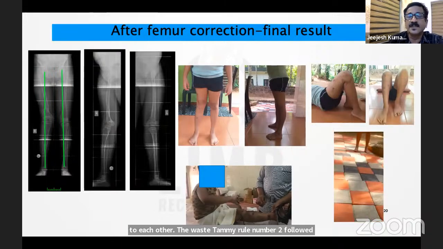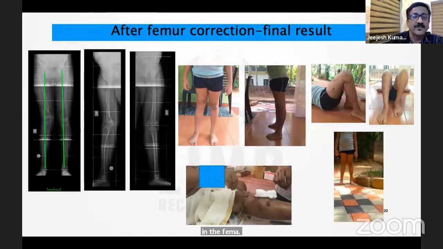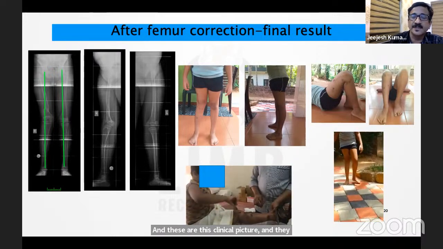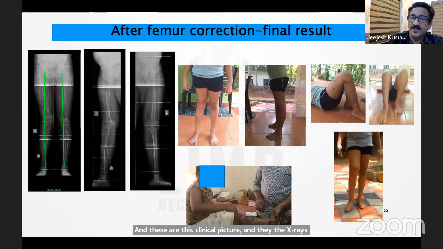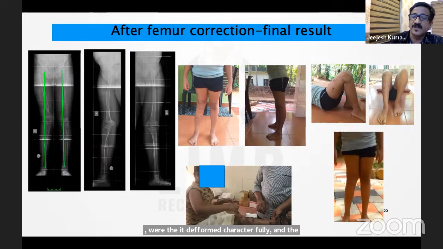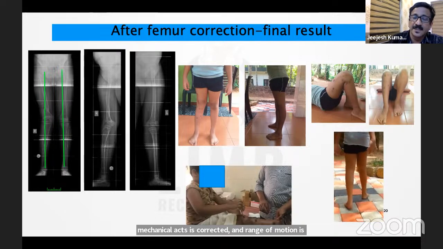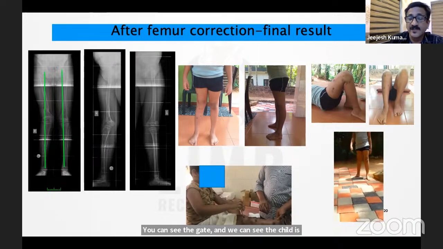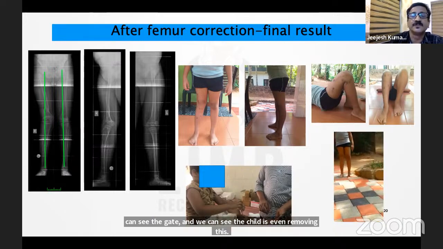And these are his clinical picture and the X-rays, where the deformity is fully corrected and the mechanical axis is corrected. The range of motion is almost near normal, and his walking pattern, you can see the gait. You can see the child is even removing the nail and the pin from his femur.